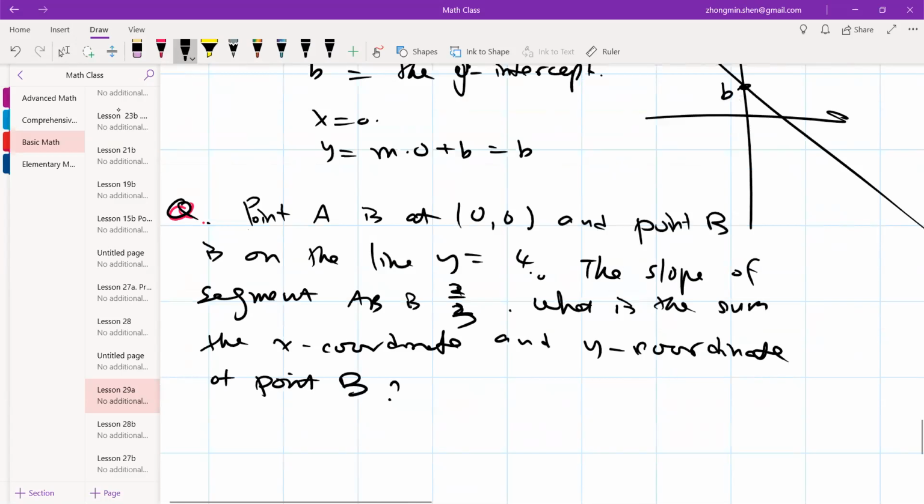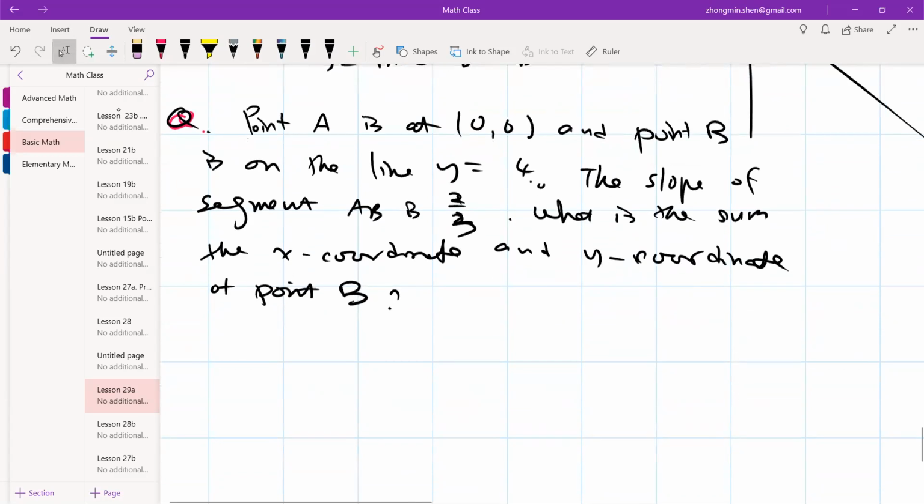Okay, so it's a little bit complicated. Can you work on this?